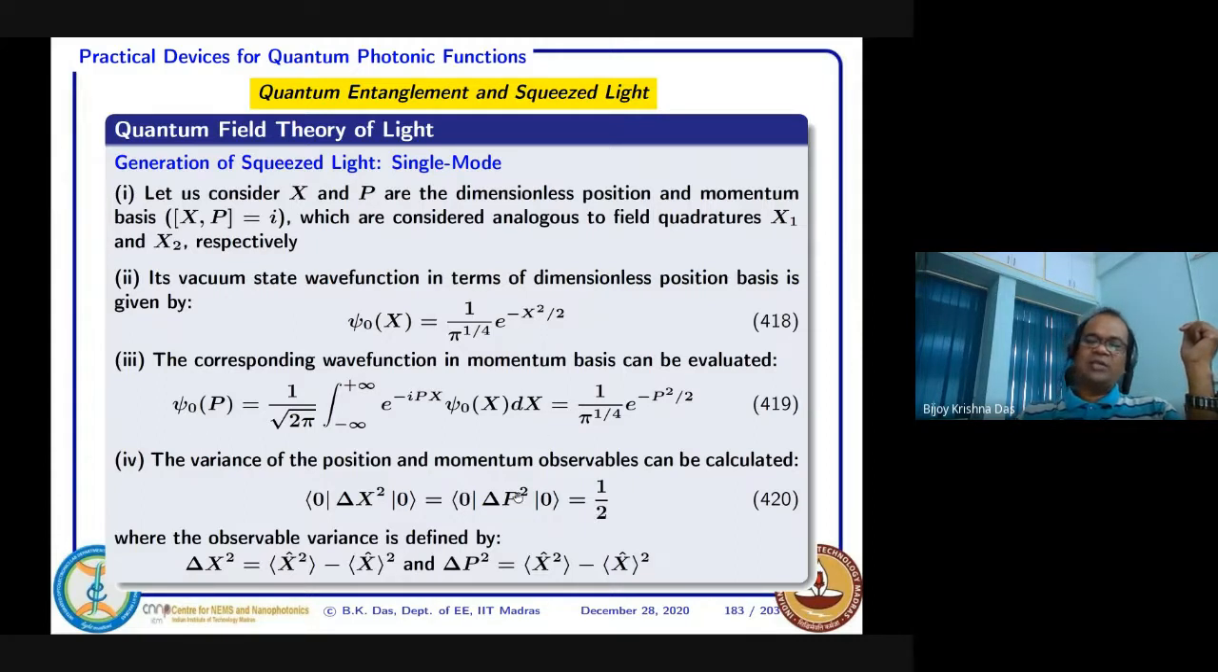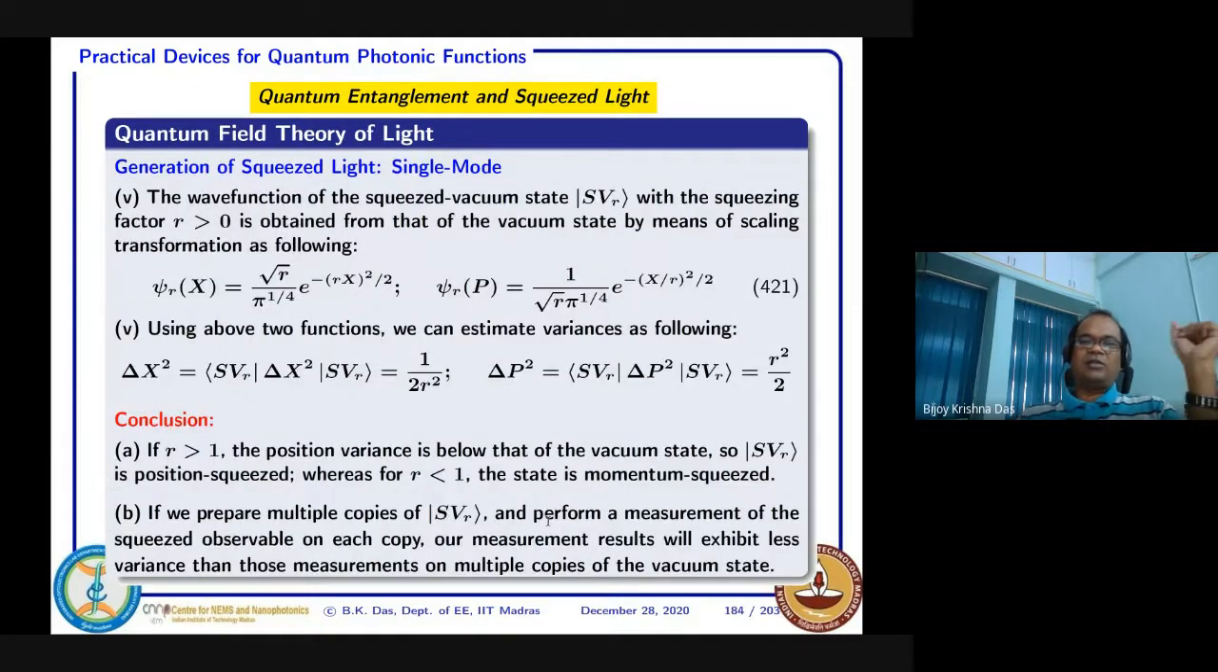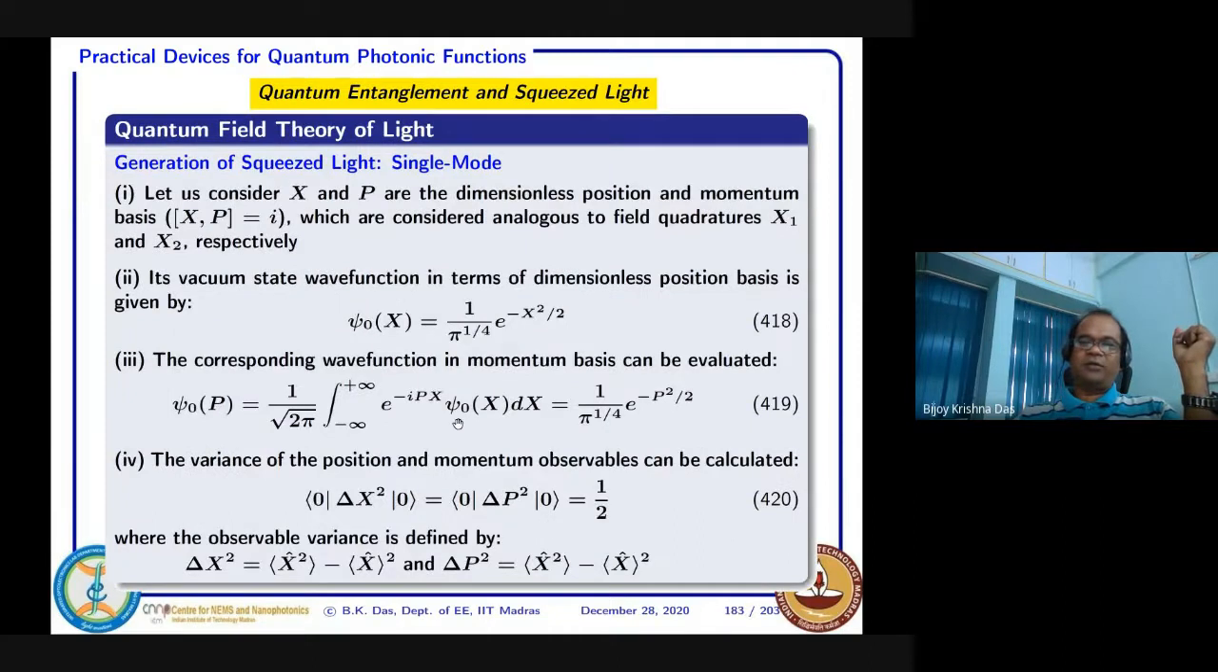In both cases, if we solve, you can try also, because I have already solved it earlier so I skipped it here. It will be half. So the variance in position will be half, and the variance in momentum will also be half. Okay, so that is clear. That is the ground state, and I am talking about position and momentum. It is a similar type.